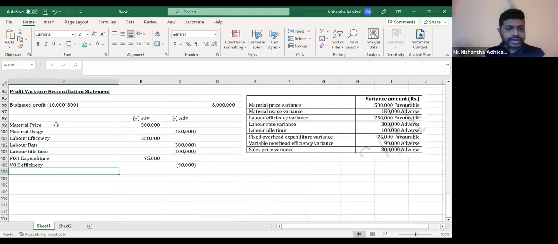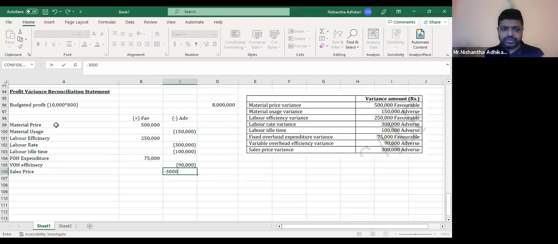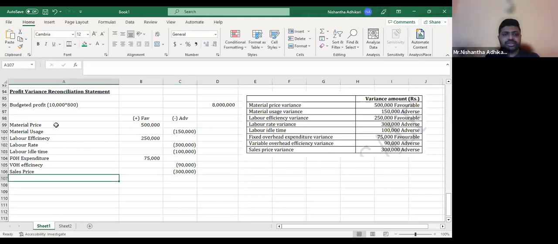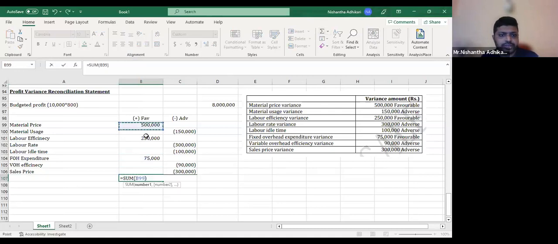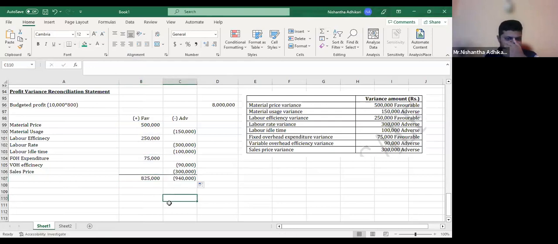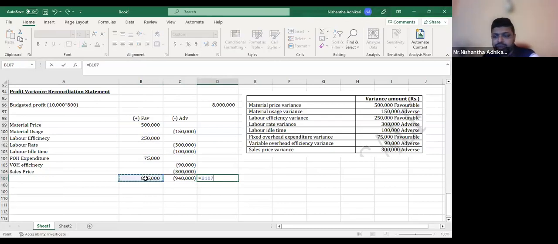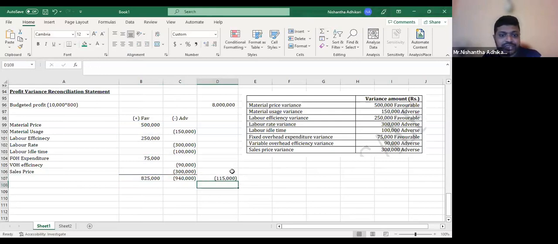And sales price variance, 300,000 adverse. Those are the only available variances. Now you have to take the total available favorable variances and negative variances. Net effect: adverse variances are greater than favorable variances. Therefore, if you take these two, the adverse variance net effect is 150,000 lower, then you can easily calculate actual profit.